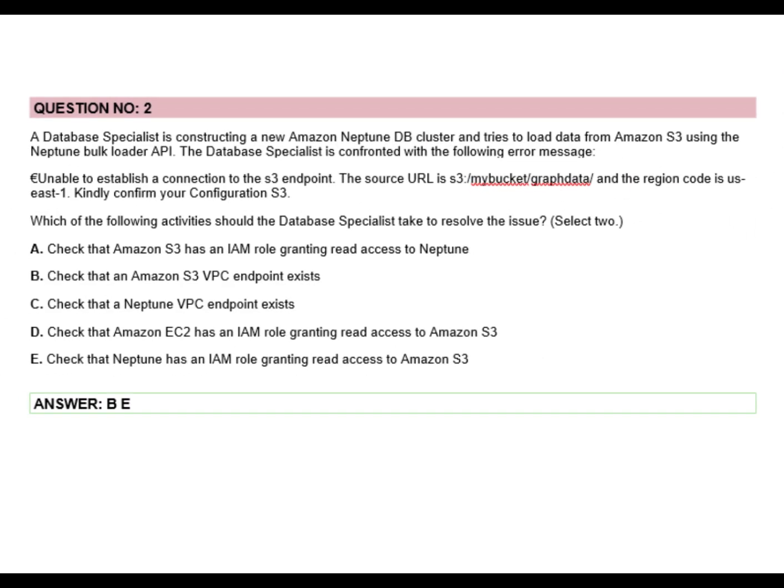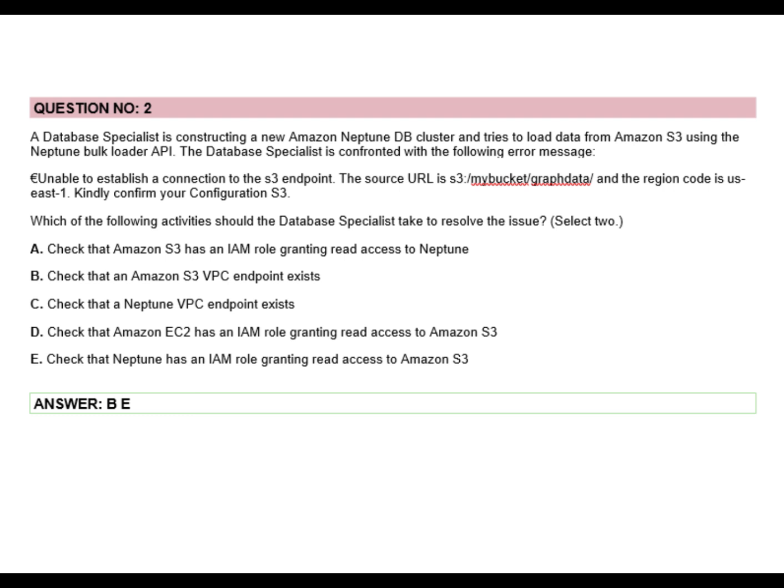Question No. 2. A database specialist is constructing a new Amazon Neptune DB cluster and tries to load data from Amazon S3 using the Neptune Bulk Loader API. The database specialist is confronted with the following error message: Unable to establish a connection to the S3 endpoint. The source URL is s3://mybucket/graphdata/, and the region code is us-east-1. Please confirm your configuration of S3. Which of the following activities should the database specialist take to resolve the issue?